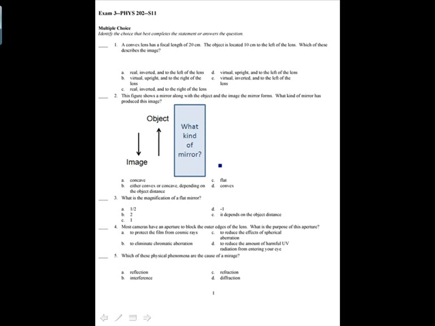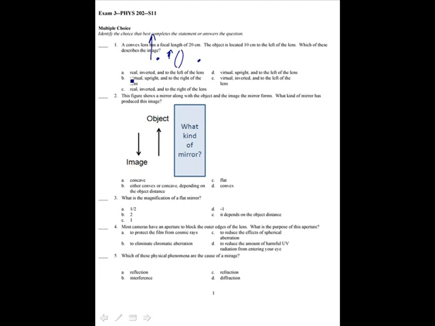Okay, this is exam 3 for physics 202. Number 1, it says a convex lens, that's this kind of lens, has a focal length of 20 centimeters, here's the focal points, and the object is located 10 centimeters to the left of the lens. With that kind of arrangement, you're going to get a virtual image. It's going to be upright, and it's going to be bigger, and a virtual image is always on the same side as the object with a single lens system.